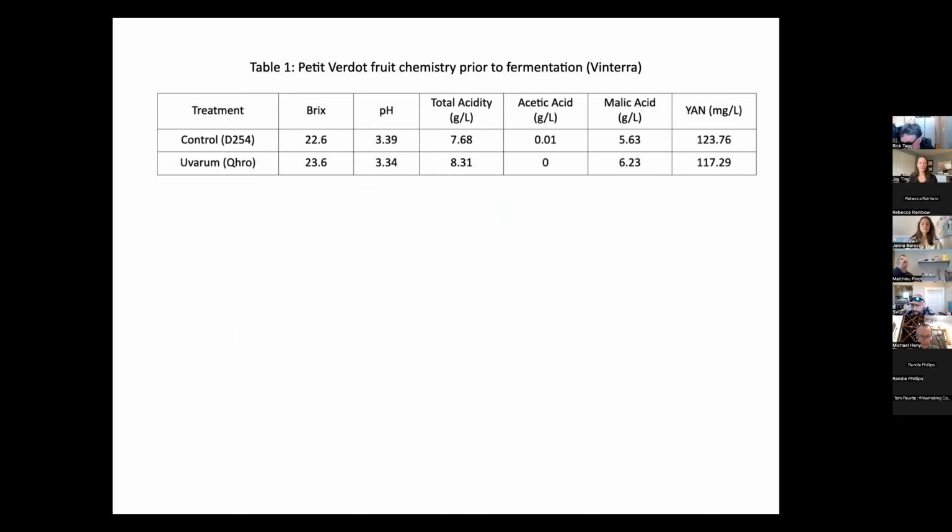Okay, so when we look at the chemistry for the juice coming in, this is that trick of Petit Verdot, right? You look at this pH and you're like, why would I ever have to add acid to that? But those of us that know Petit Verdot understand that that is a very deceptive number right there. So it is something that we'll see in just a minute. There was certainly reason to add acid if we wanted to.